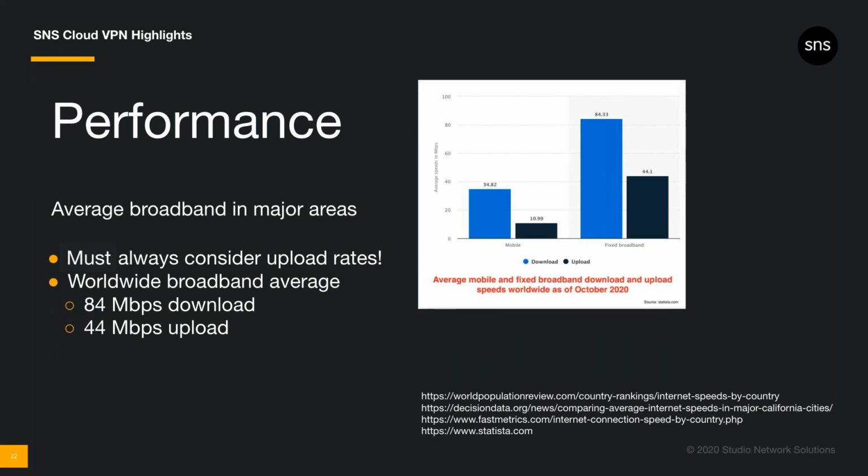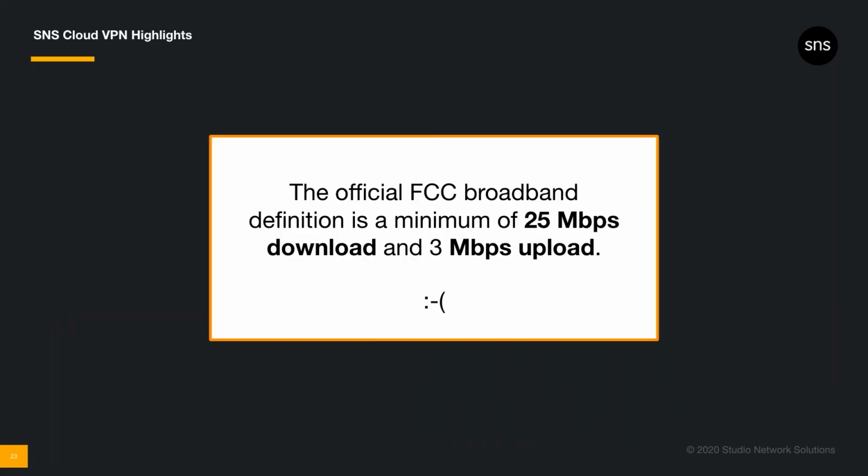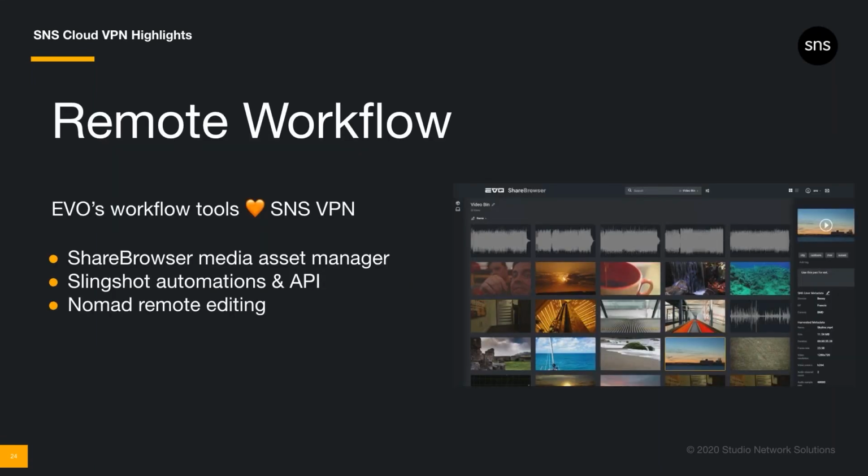I mentioned earlier that we're giving each subscriber a monthly transfer allowance. This is how we arrived at that number. And this is why we think many customers won't exceed it, because typical internet speeds make it very difficult. In case you're wondering, the official definition of internet broadband, according to the FCC, is 25 megabits down and 3 megabits up. Not great. So what can you do with SNS VPN?